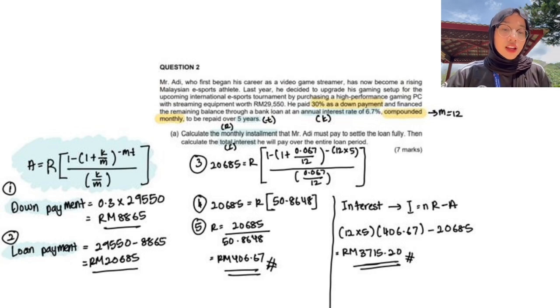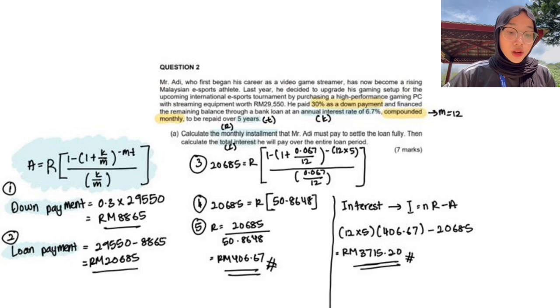So the question asks us to calculate the monthly installment and also the total interest that he will pay over the entire loan period. So first of all, I will find the R, which is the monthly installment, by calculating the down payment by multiplying 30% of 29,550 ringgit, and I get 8,865 ringgit. And then I will subtract it from the total price, which is 29,550 ringgit minus 8,865 ringgit, and that gives us a loan amount of 20,685 ringgit.